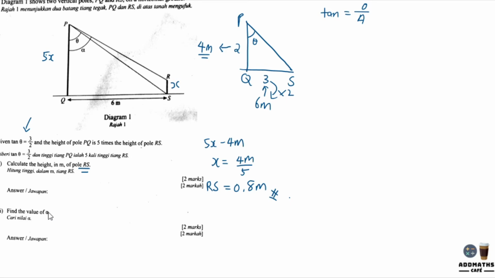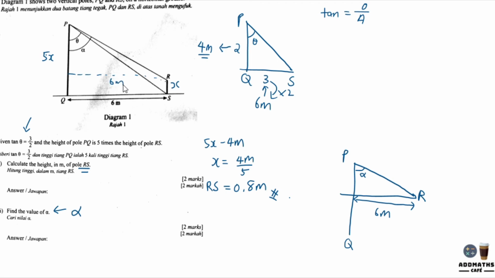So calculate the alpha. We call this alpha. So how do you get alpha? Alpha is basically P to R. So if I have a length like PQ over here and cut this into half, this is the alpha. So how to get alpha? We know that this length to this length will be 6 meters. So let's cut this into half. This is 6 meters. So we know that this is 5x, this is x.